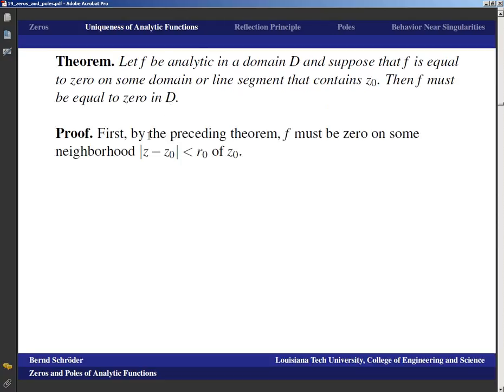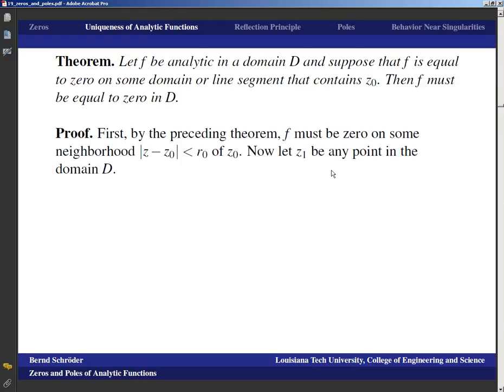Well, the proof is, first, by the preceding theorem, f must be 0 on some neighborhood |z minus z0| smaller r0 of z0, and that is because if the function is equal to 0 on some domain or line segment that contains z0, well, then it is equal to 0 at z0, and it has zeros that are not equal to z0 in any neighborhood of z0, and, well, that can only happen if the function is constant on some of those small neighborhoods, and so there are some neighborhoods on which f must be equal to 0. Completely, it must be identically equal to 0.